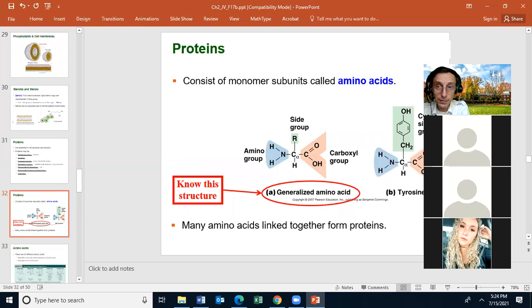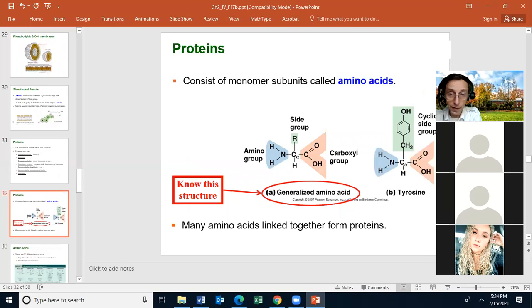The reason why proteins are more diverse than the other biological molecules is that proteins are made up of 20 different monomers, whereas lipids only have a few monomers. Carbohydrates have a couple of different sugar monomers, and the nucleic acids only have 4 monomers. Well, proteins have 20 different monomers that we call amino acids.